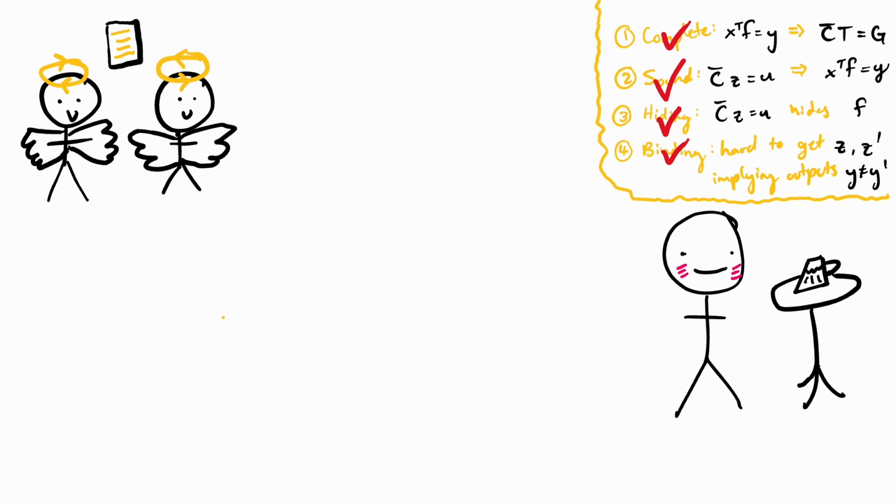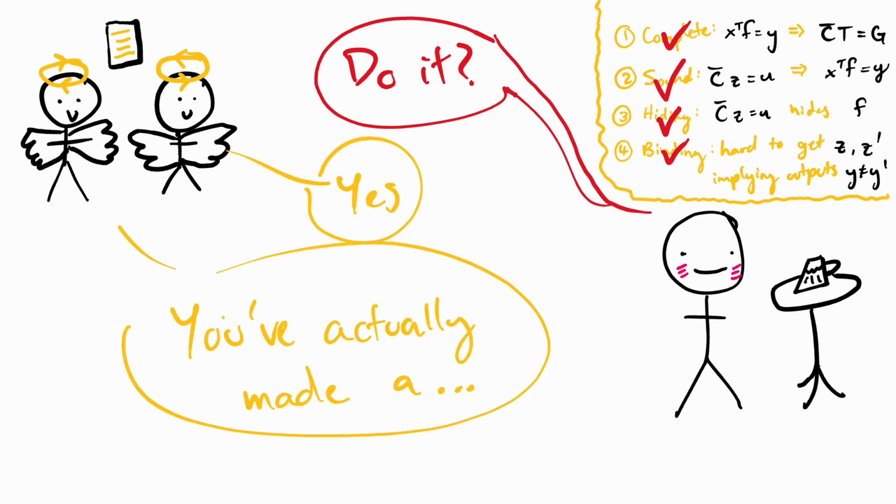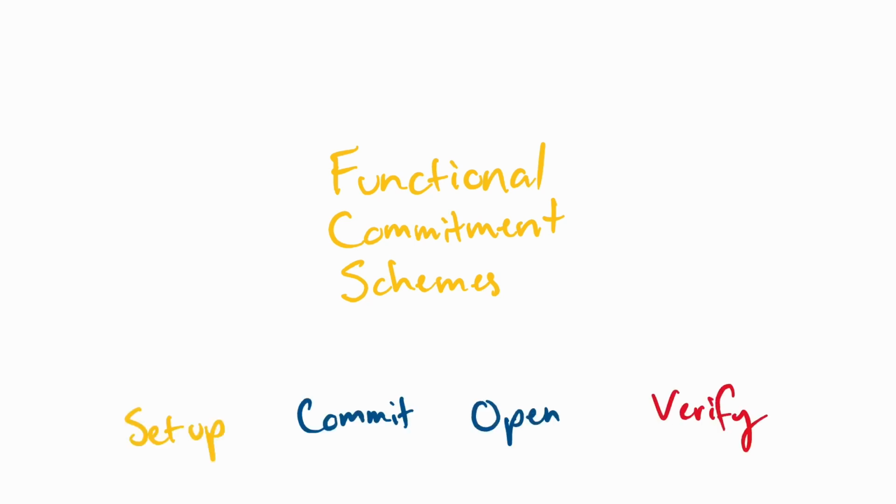So, did we do it? Did we really evaluate f without revealing the function? Yes, we did. And you've actually made a functional commitment scheme. It's just 4 algorithms. And here's how they work.